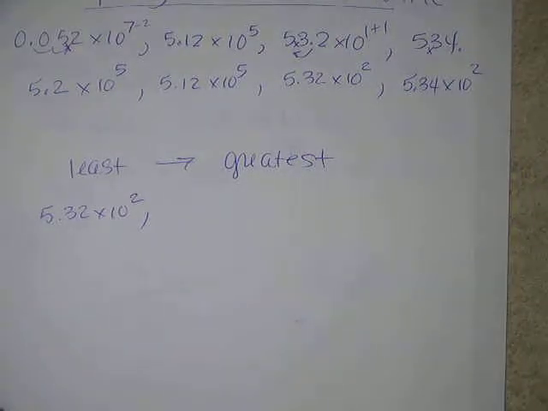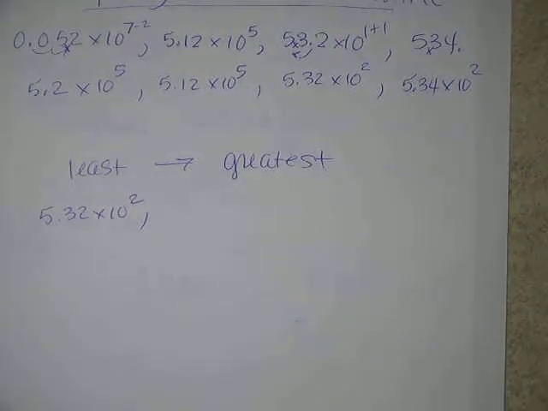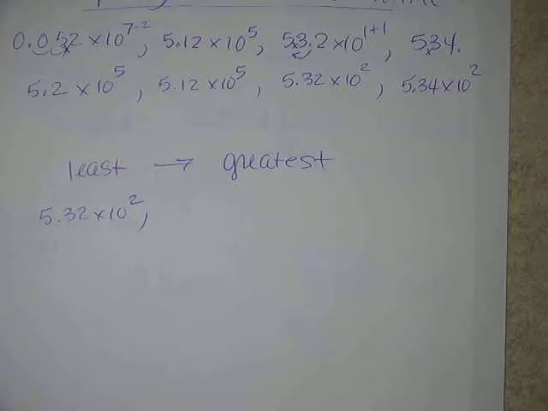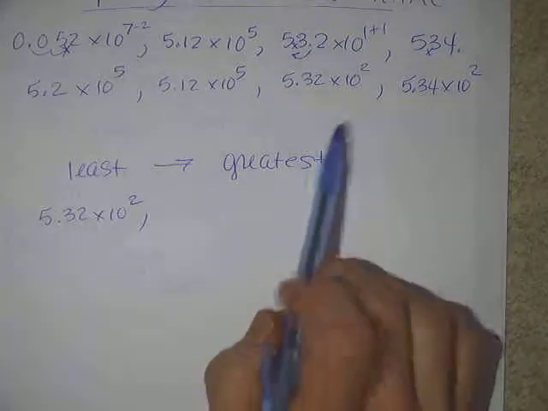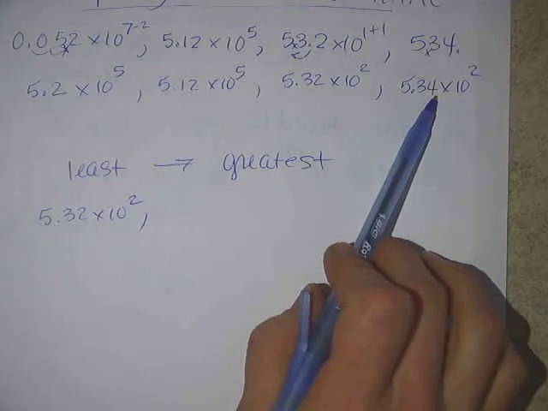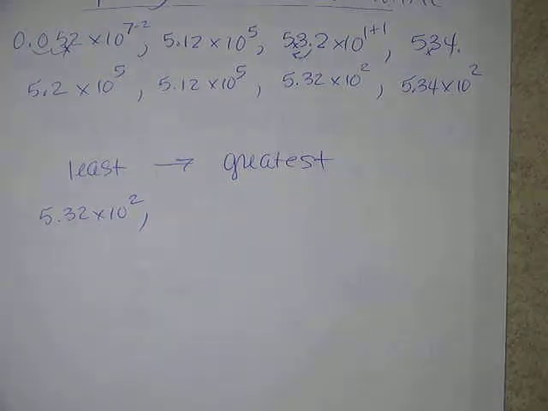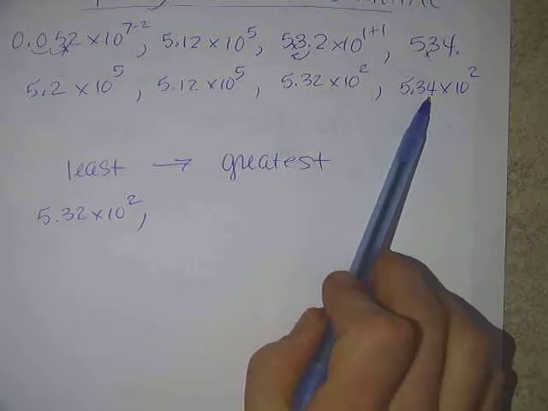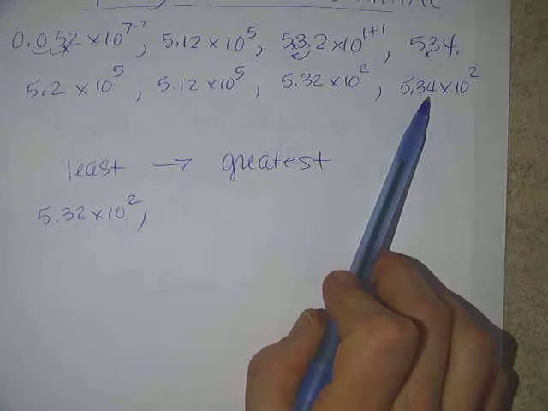So least would be 5.32 times 10 to the second. Then would be... wait, but don't you have to put it in the original form? No, that's why we're putting them all in scientific. Before, when you order just numbers, like fractions, the whole point is you don't want to have to use those great big numbers. So if they're all in scientific, we can order them all from scientific.